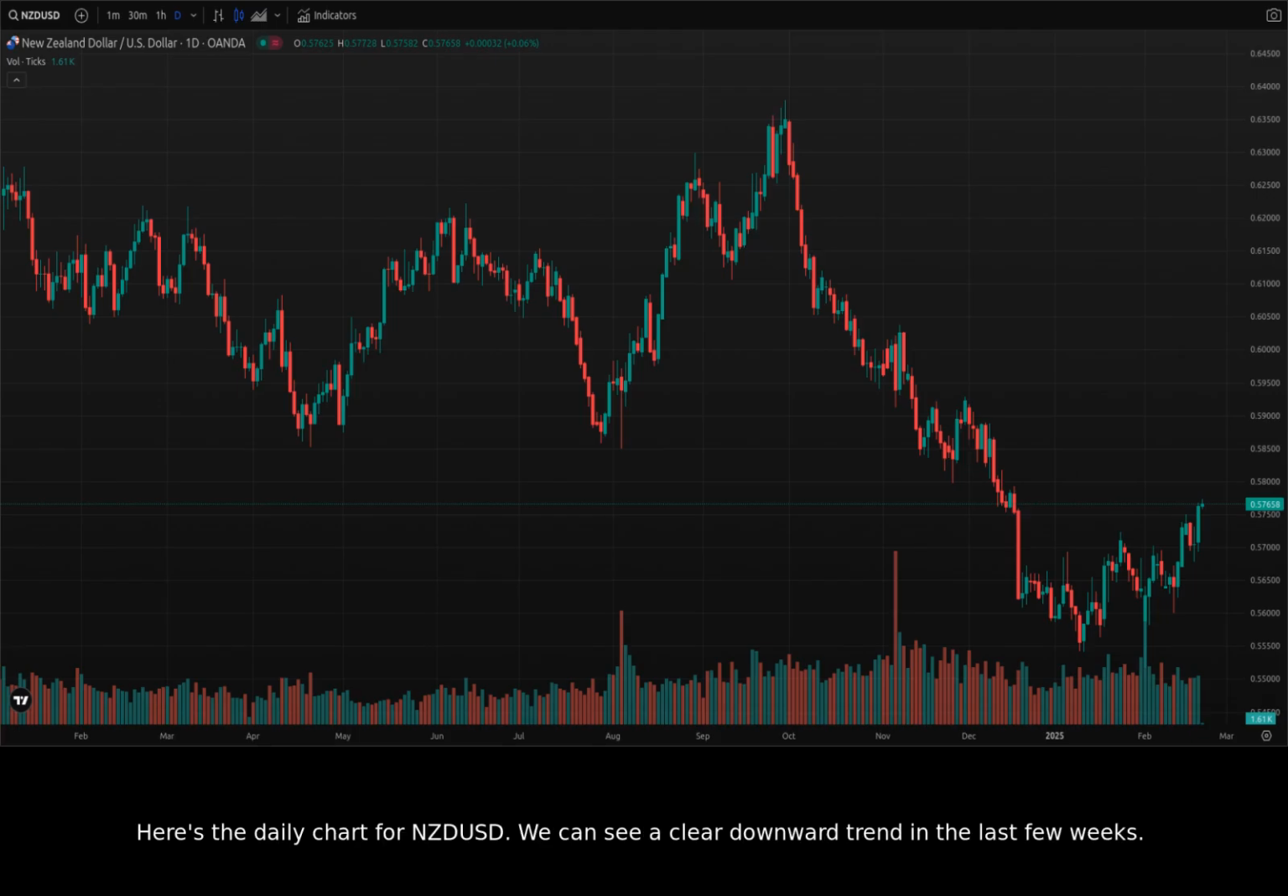Here's the daily chart for NZDUSD. We can see a clear downward trend in the last few weeks. The price has broken below a significant support level near 0.60, indicating further bearish potential. However, there's some recent resistance near 0.58, which could act as a temporary support level.